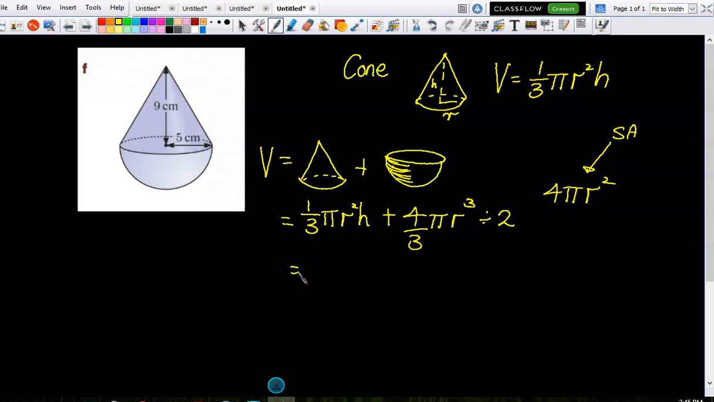All that's left for you to work out is, do we know the radius of the cone? Yep, it's 5. And do we know the height? Yes, it's 9. So we just slap it all in, and it becomes a calculator issue.